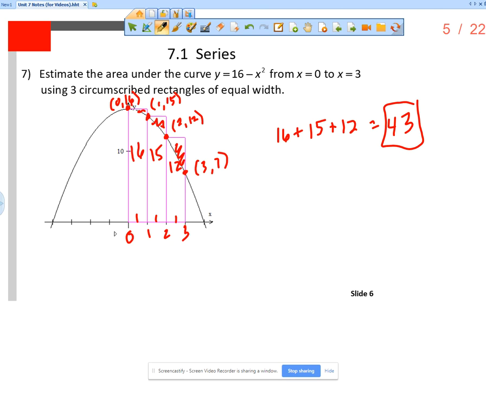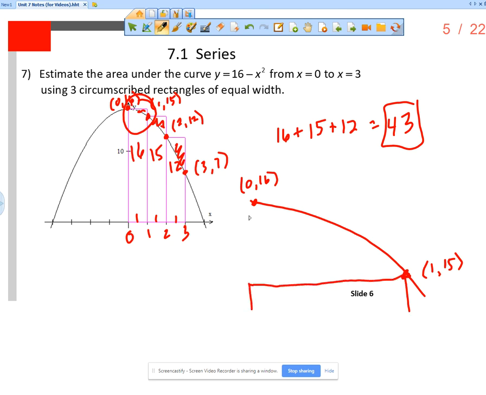Why? Well, because this is not a line. So if you were to zoom in, let's just take this little spot right here, and I'm going to draw it zoomed in. So you've got the curve right here like this, then you've got the point that would be your 1, 15, and then your 0, 16. All right, now, the first rectangle was like this. It was down here. The next rectangle is like this. So now, let's think about it.